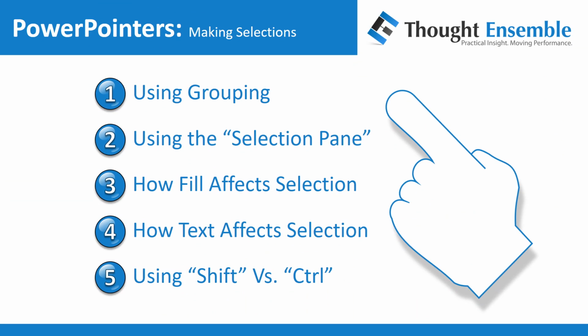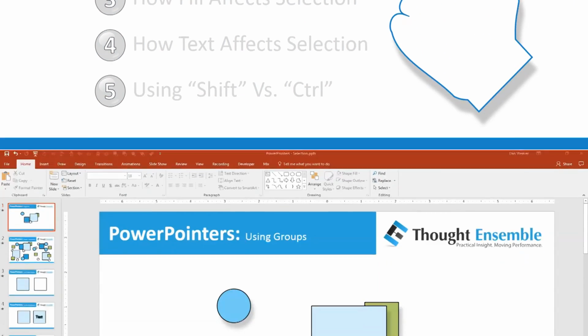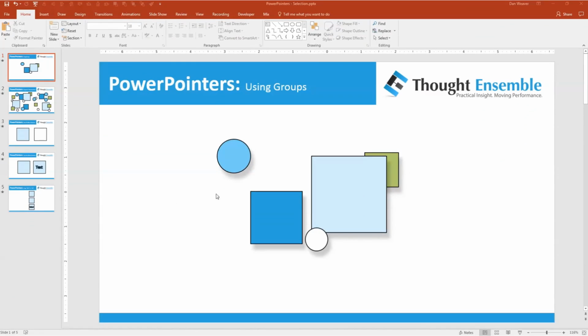So there are 5 selection topics I'm going to be covering in this episode, and here they are. So let's dive in with number 1, using grouping. Grouping is a simple concept, but an important one, and it's something that's used in many different tools and applications. In PowerPoint, like in many other tools, it helps us manage, move, size, and align multiple objects at once. I'll talk about managing groups in the next slide, so let's look at the other things grouping helps with first.